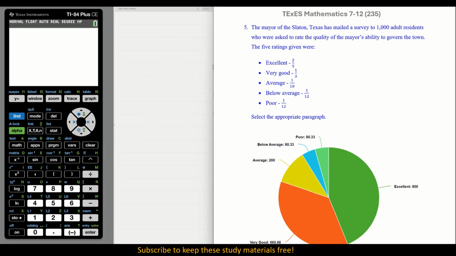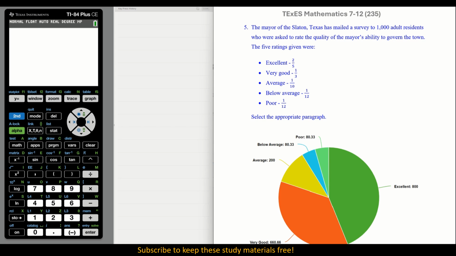Number 5, the mayor of Slayton, Texas, has mailed a survey to 1,000 adult residents who were asked to rate the quality of the mayor's ability to govern the town. The 5 ratings given were excellent, that's 2/5, very good at 1/3, average at 1/10, below average at 1/12, and poor at 1/12. Okay. And it says select the appropriate graph. So looks like the graphs are going to be pie graphs.